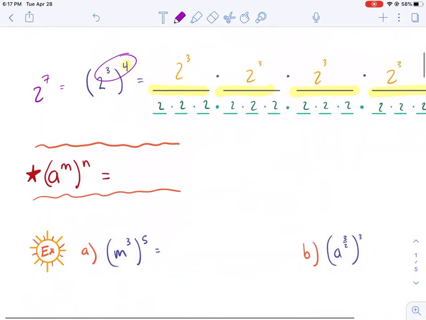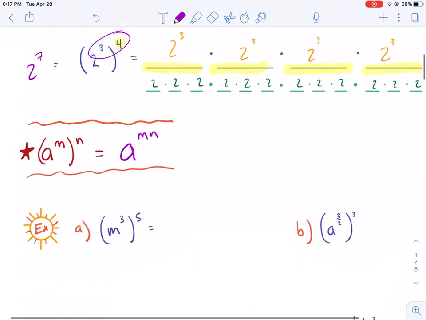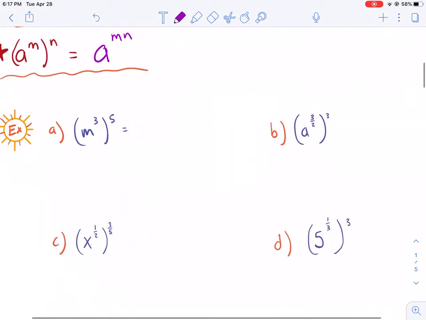Okay? So if we have a to the m raised to the power of n, we have a to the m times n. Let's go ahead and apply that with a few examples. So here we have m to the 3rd raised to the 5th power, power to a power. We're going to multiply: m to the 15th power.